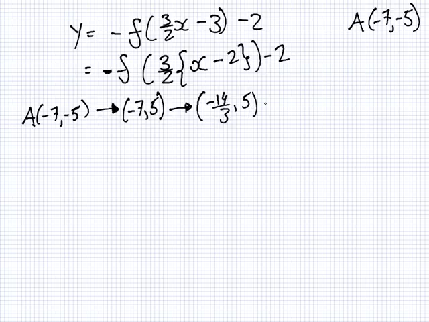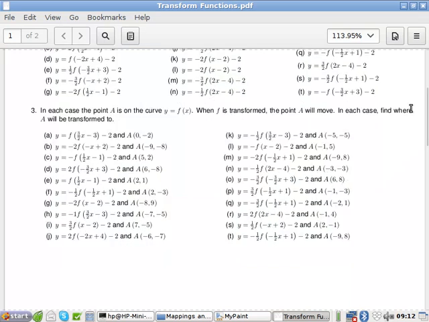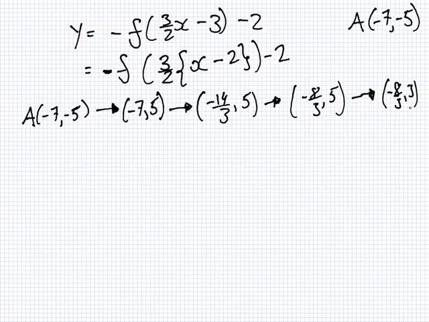This moves it to the right 2 units. So add 2, which is a 6, which is minus 8 over 3. And then finally this moves it down 2 units. I think I made a mistake. Well, let's see what the answer is at the back. Which one was this? H. Minus 8 over 3 and 3. No, that's right.